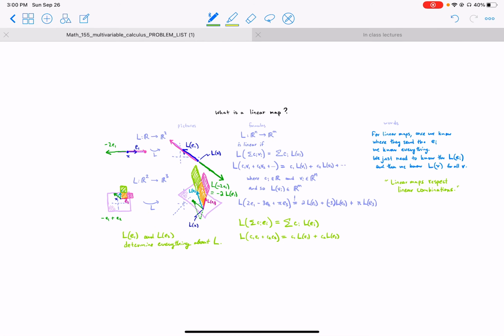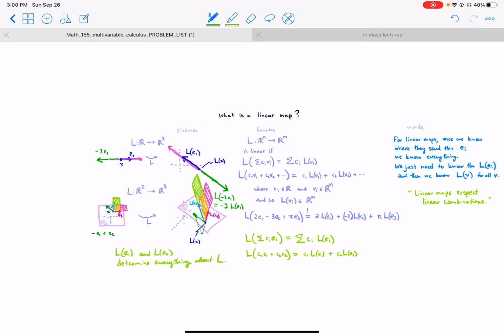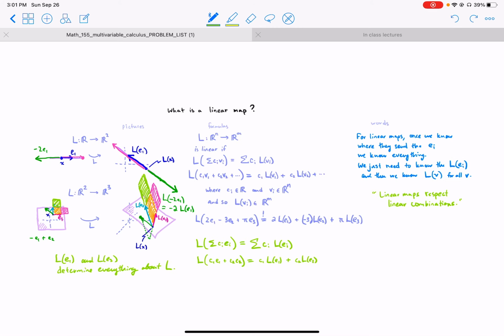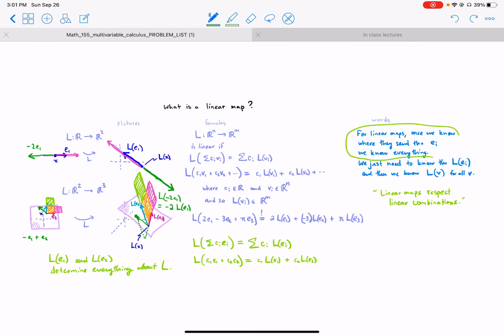This is really great because the consequence of this is that linear maps are flat. They give flat images. And they're really easy because all we need to do is figure out what the linear map does to the basis vectors. For linear maps, once we know where they send the ei, we know everything.